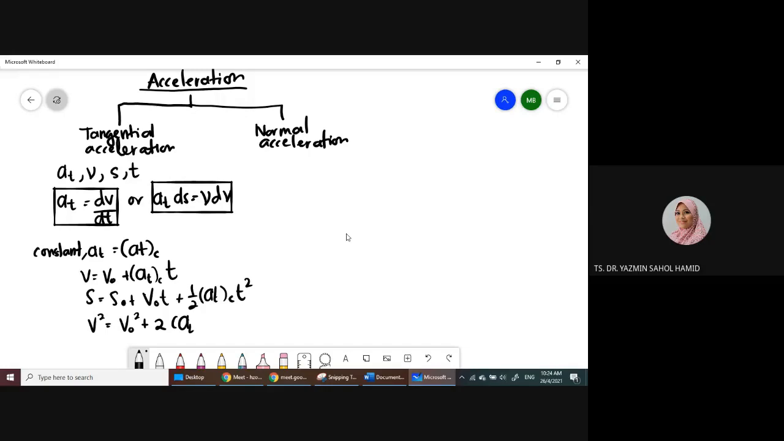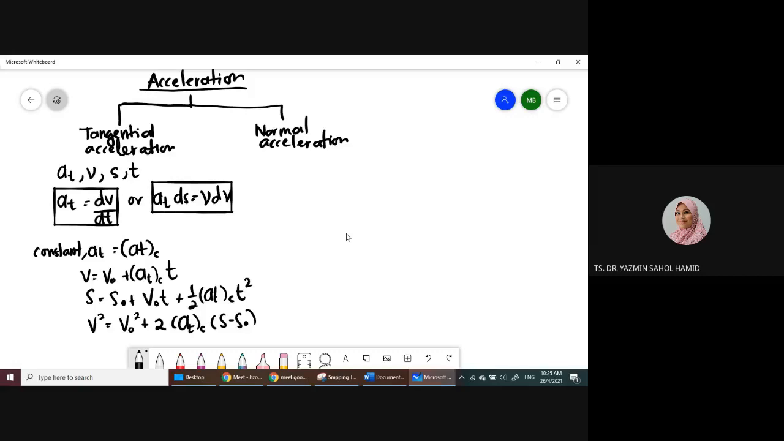I'm writing AT and then in the bracket, outside the bracket is C. Okay, S equals S naught. All right. So in the question, you will need to find what is AT, and then you need to decide you want to find AT using the kinematic equations, or using the constant formula.